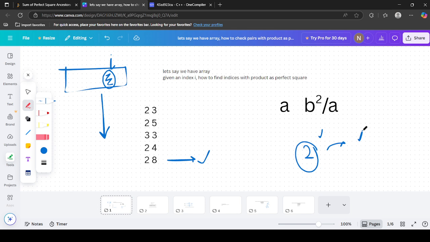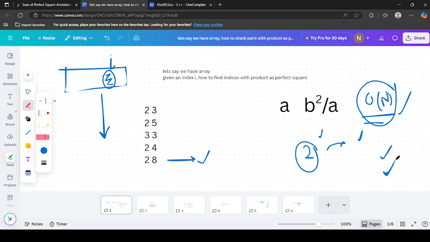So what is the brute force? We can simply do it in O(n). We can traverse all the indices other than this, and check whether the product is a perfect square; if yes, we count it, else no. So by O(n) we can find it. But is there any other way where we can find the answer in less than O(n)? Maybe in O(log n) or maybe in O(1). That is what we exactly want, right?